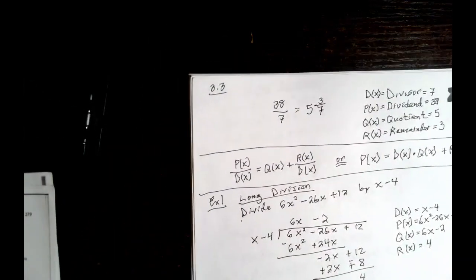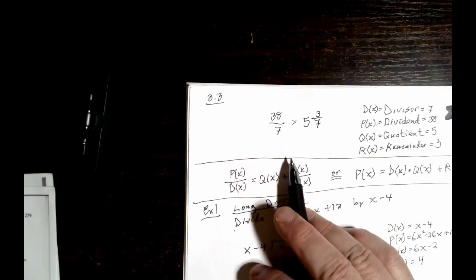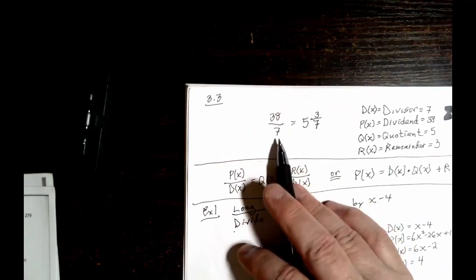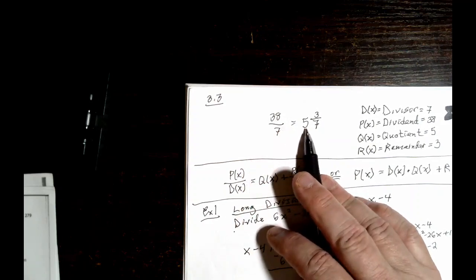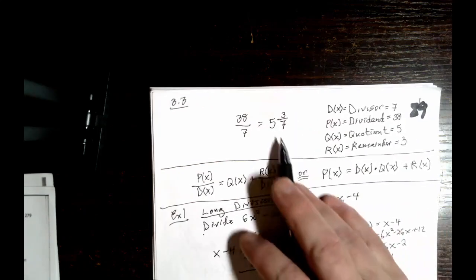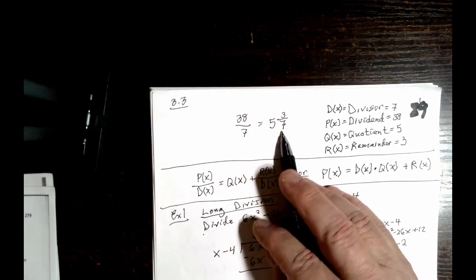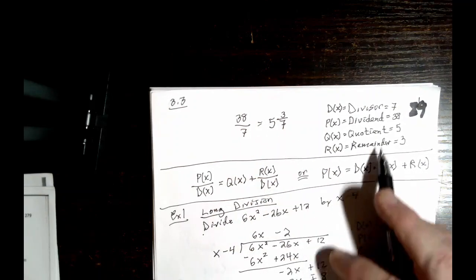Alright, in section 3.3 we have long division. So let's look at a basic idea of division, a fraction. How many times does 7 go into 38? It goes in 5 times, with 3 left over, so 5 and 3/7. So remember, 5 times 7 is 35, plus 3 is 38, so 38/7 equals 5 and 3/7.